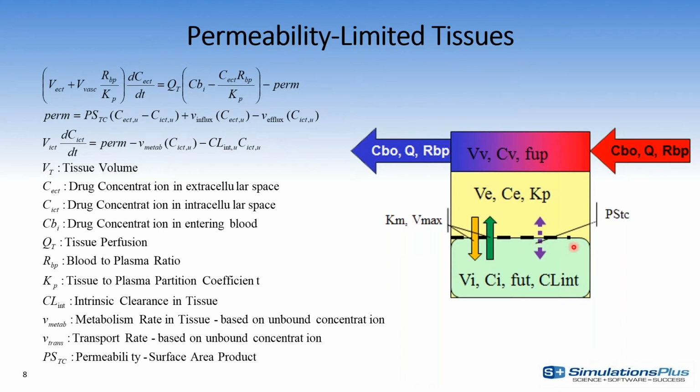For the diffusion in the tissue, we use what we call the PStc, the permeability times surface area product, to describe it. You can also set up a transporter to assist the transport from the extracellular space to the intracellular space. And then in the model equation here, besides the extracellular space, we also have a term to describe the change of drug in the intracellular space. So you will have two equations instead of one for the permeability-limited tissues.